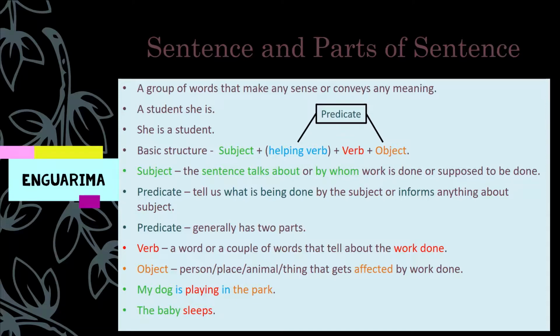Then let's see another example. The baby sleeps. Now if you have noticed, this sentence is skipping helping verb and object. Yet again this sentence is making complete sense. So how is this possible? We can skip helping verbs according to the tense we are using. Why is this sentence skipping the object? Because here the object is bed. So that's obvious and we can skip that.